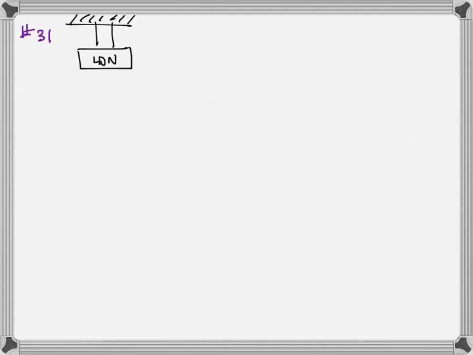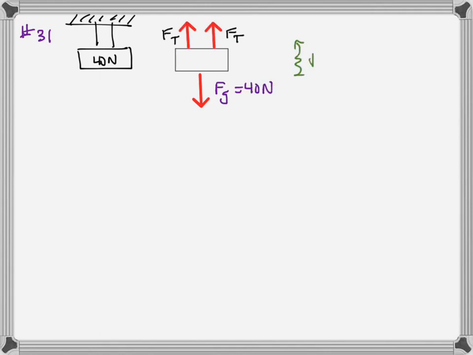Number 31, a box weighing 40 newtons is suspended by two vertical ropes. Draw the free body diagram. So I like to typically draw what is happening with the scenarios. We have this block that is hanging by some ropes, and then we isolate the box and we draw the forces on it. So we have a gravitational force going down, which is 40 newtons. We have two tension forces going up. We'll call each of those F sub t for tension force.